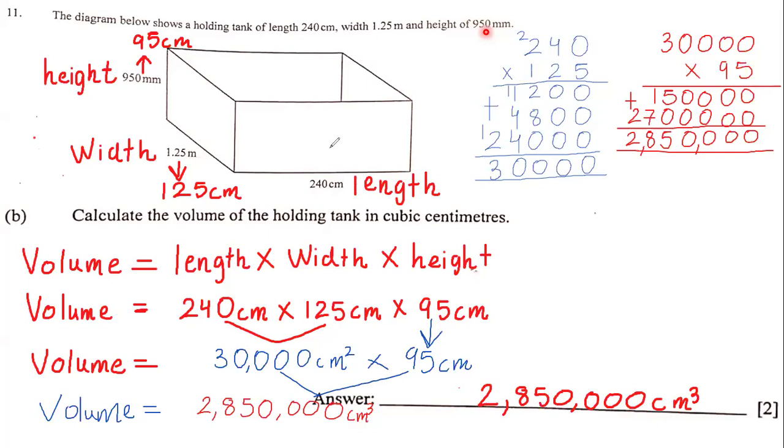Okay. Any questions on this? Do y'all understand how I got this? All right, so what is the formula for volume, class? It's length times width times height. Very good. You take the length, 240, multiplied by the width, 125 centimeters, multiplied by the height. Length times width times height gives you 2,850,000.